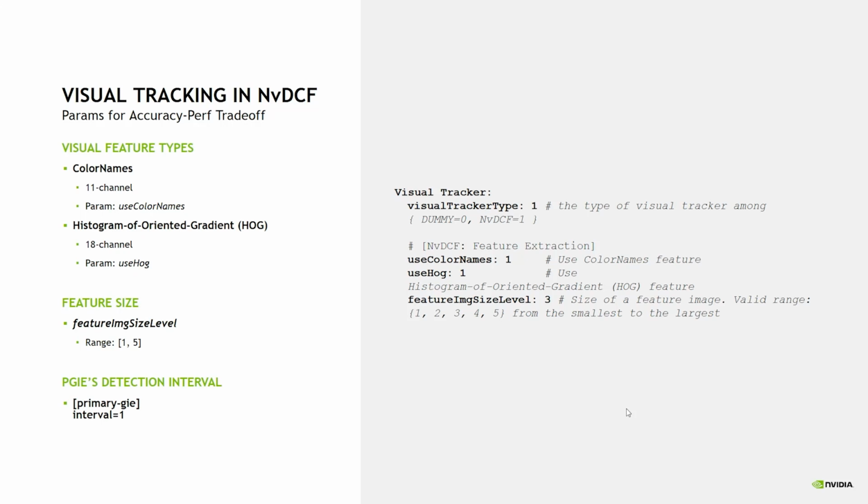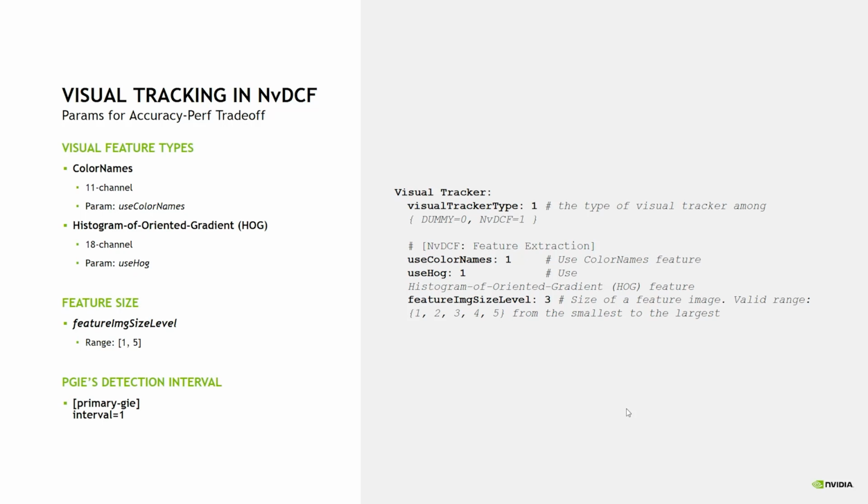There are some parameters that affect the performance and accuracy, and these parameters determine the trade-off between accuracy and perf. In terms of visual feature types, we have color names that represent the entire color space in 11 channels. We also use HOG features that encode the edge features in 18 channels. Depending on the use cases, users can decide which one to enable, but color names and HOG features are pretty complementary, so I would recommend using both of them for most cases.